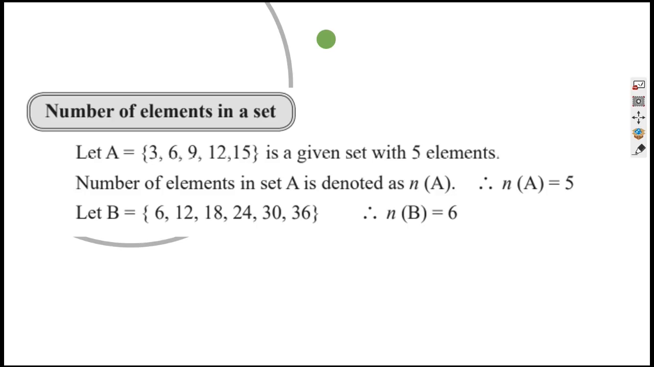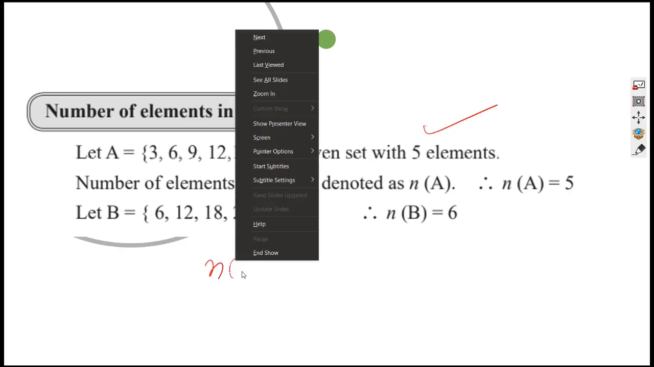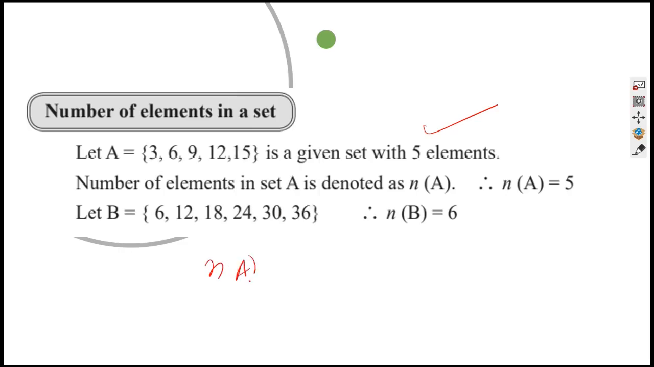Number of elements in a set, as the name indicates, means how many elements or members there are. For example, if set A has 3, 6, 9, 12, 15, simply you will say that there are 5 elements. It is written as number of elements in set A is equal to 5. Very simple way of writing.